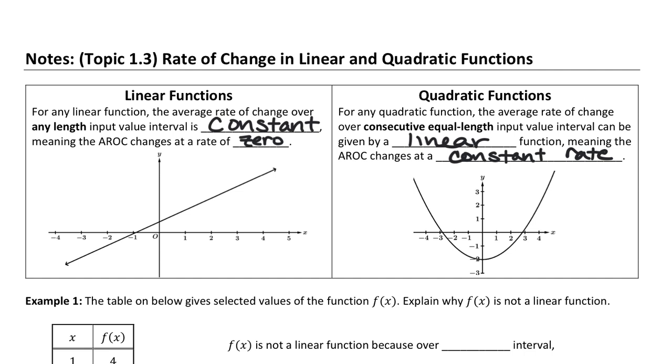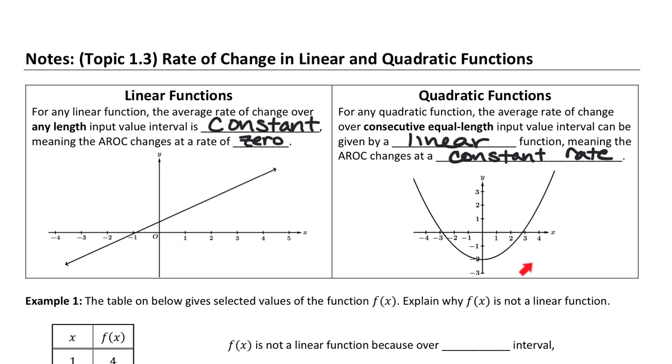So linear functions, they change at a constant rate. Same slope the whole time. That makes sense. Slope is the same. That's a property of linear functions. Meaning the change in the rate of change is nothing. We're never changing the rate of change for a linear function.